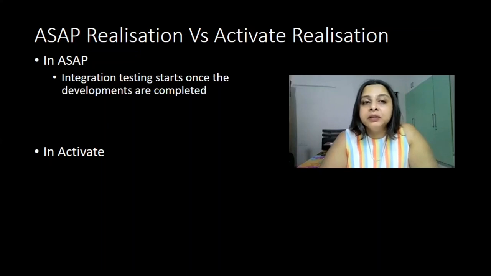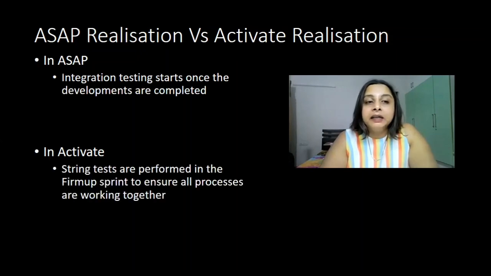Now, in case of ASAP, the integration test starts once all the developments are completed. And in case of Activate, what happens is that because you have these various teams as per the various modules of SAP, you will need a firm up sprint, wherein you will perform string test in this firm up sprint to ensure all the processes are working together. And that is what is a distinguishing factor between ASAP realization and Activate realization phase.